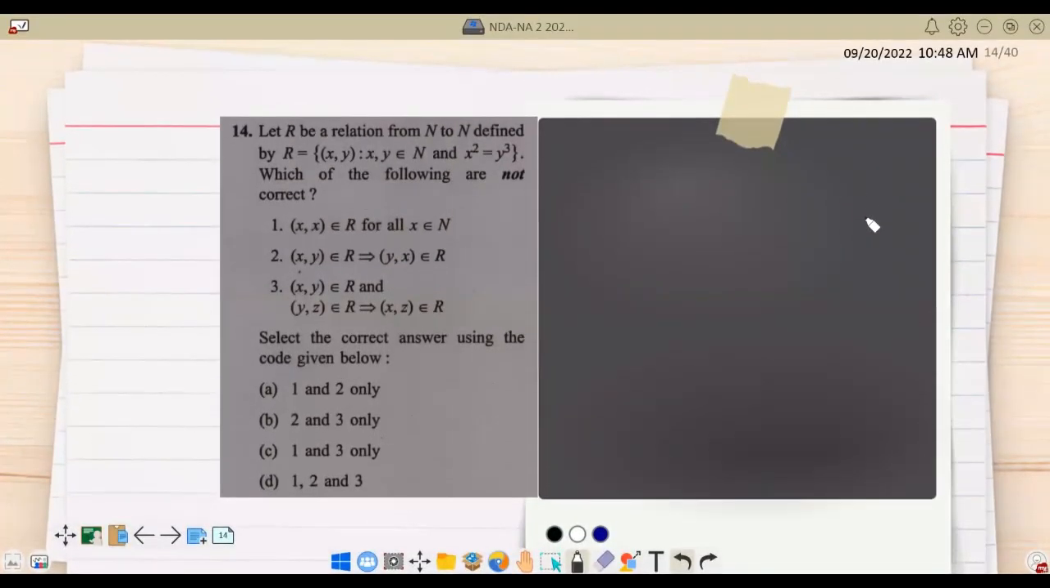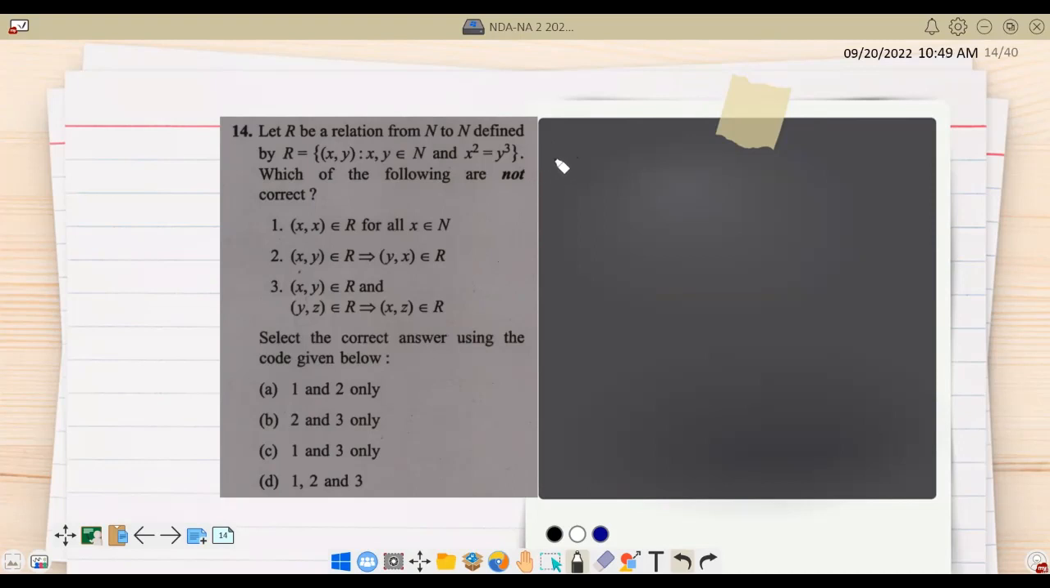Now we're going to see the 14th question. That's a relation defined from natural numbers to natural numbers. The relation is (x, y) such that x square should be equal to y cube. We should check whether the conditions 1, 2, and 3 are correct. The actual question is which of the following are not correct, so after checking, we'll see which are not correct.